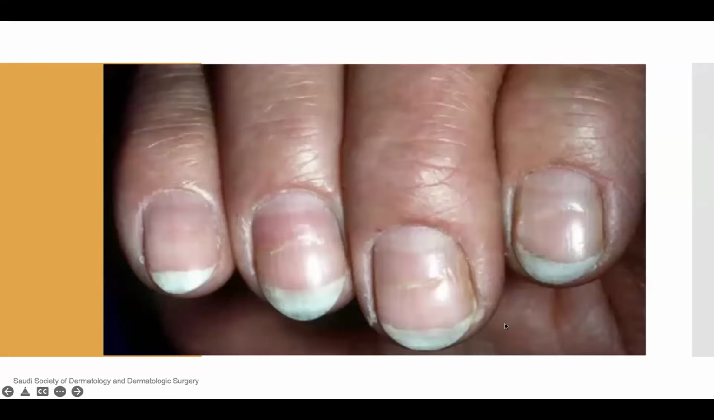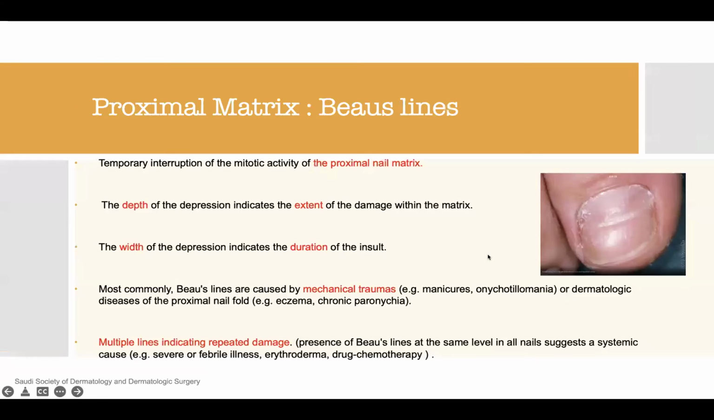Let's start with the proximal nail matrix. As we can see here, if we want to describe it, there is a line in the middle of the nail that is known as Beau's line. Beau's line is a disorder of the proximal matrix. There is a temporary interruption of the mitotic activity. The depth of the depression indicates the extent of the damage. The width indicates the duration of the insult.